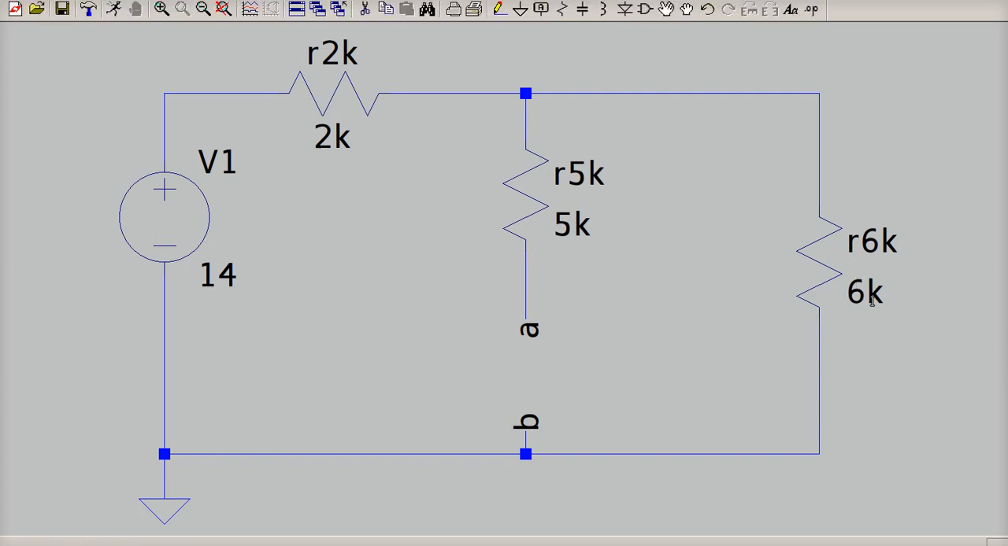Now to do Norton analysis, what I want to do is put a short, or a wire, between A and B, and I want to find the current that flows in that wire. When I find the current that would flow A to B in the circuit you see now, without that resistor, if there was a wire between A and B, that would be my I Norton for my Norton circuit.